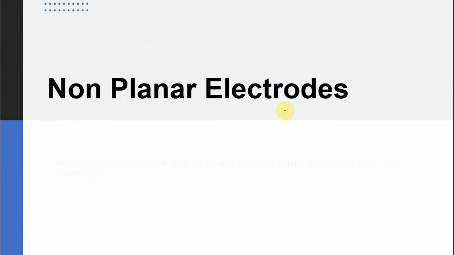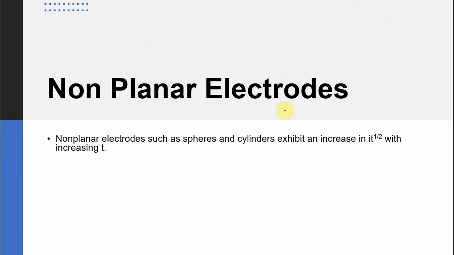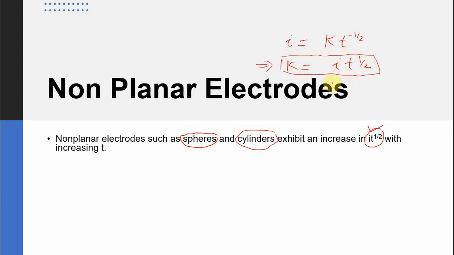So if we have non-planar electrodes, for example spheres or cylinders, then they exhibit an increase in the product I t^(1/2). We know that I is equal to K t^(-1/2). So this implies that K will be equal to I t^(1/2). So at increasing time, they exhibit an increase in this product, which should be otherwise constant when you are dealing with a planar electrode.